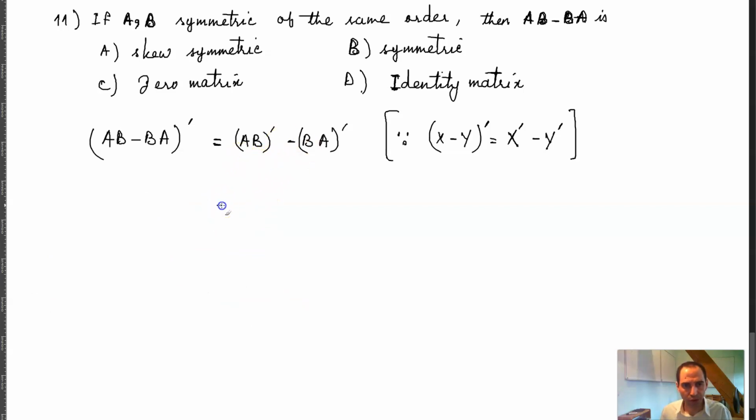So now you can write AB whole prime minus BA whole prime. You can write it as B prime times A prime minus A prime times B prime, because, as you know, xy whole prime is equal to y prime times x prime, right?